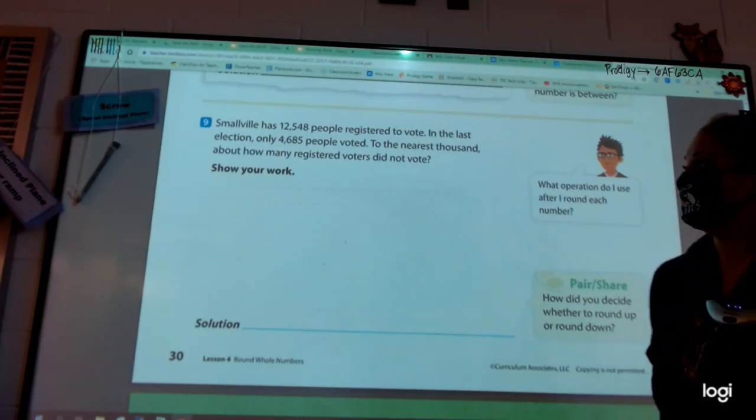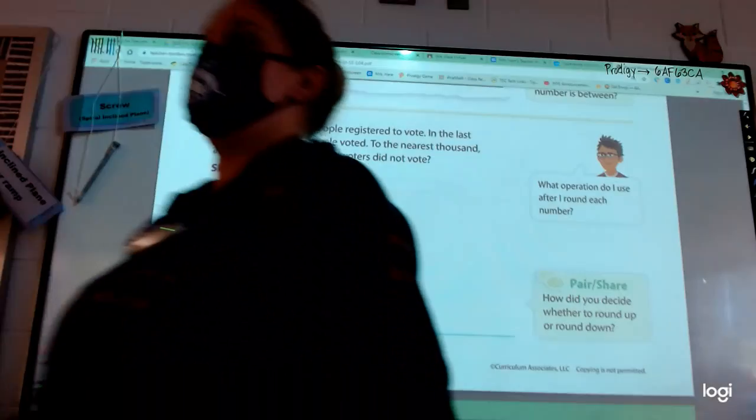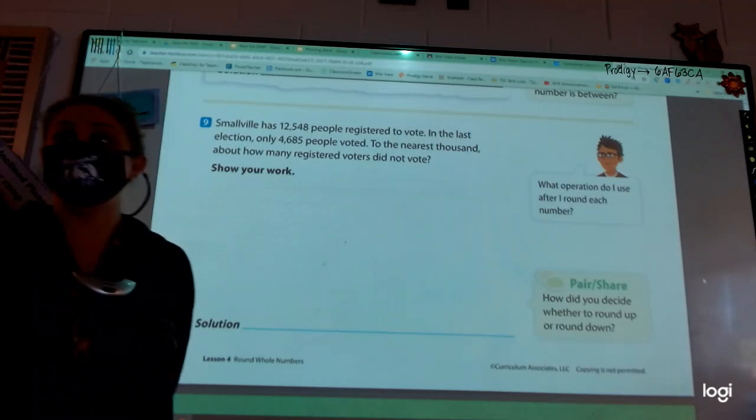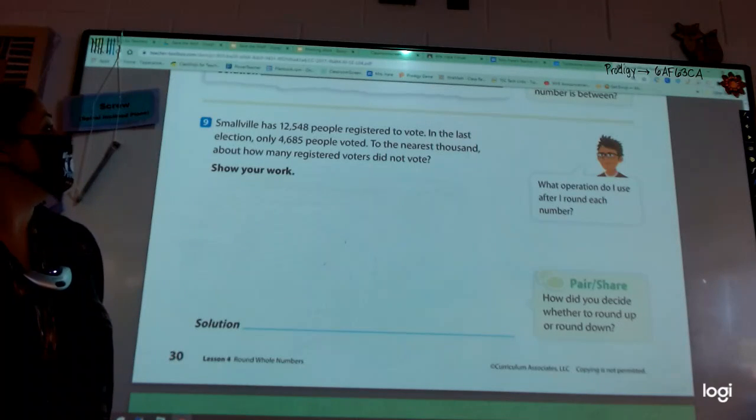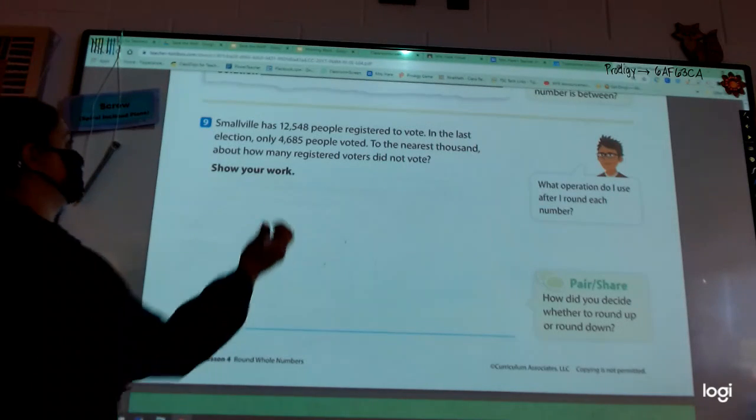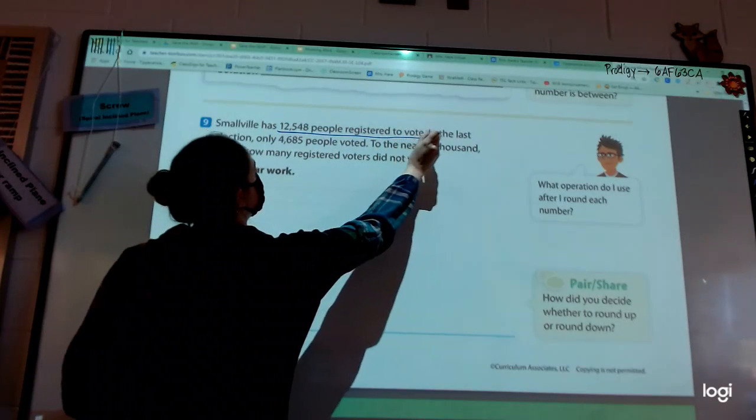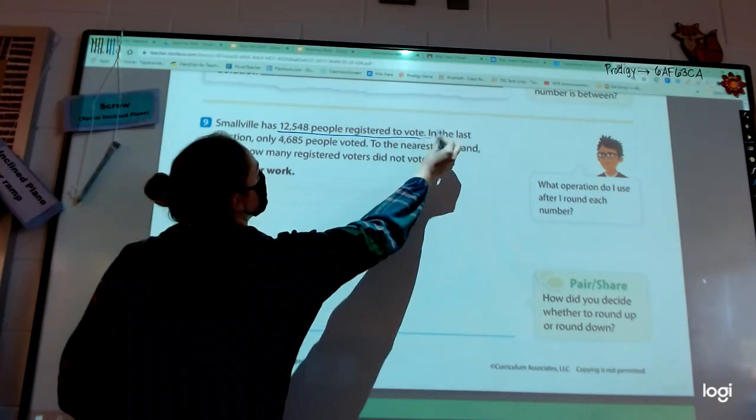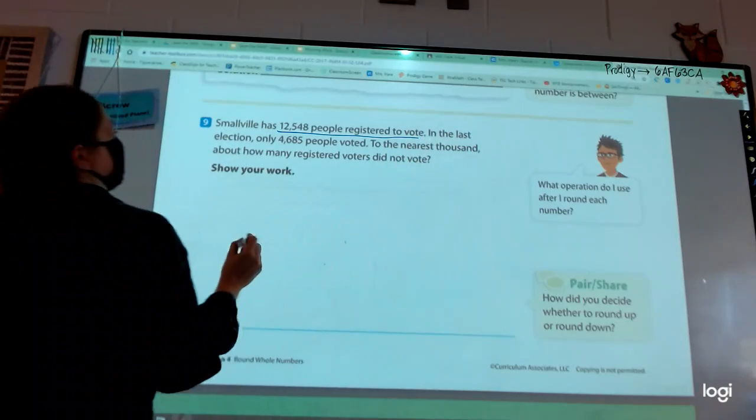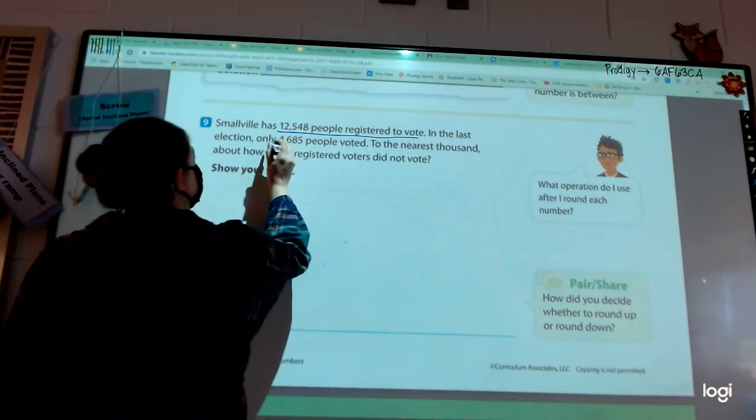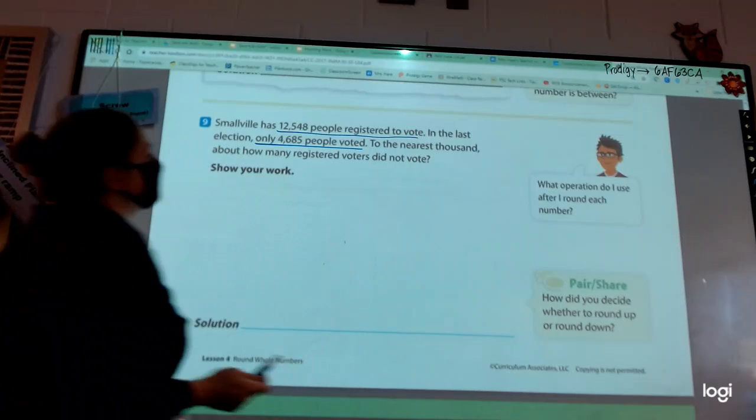All right, before we do any work, what do we need to show in our word problem? Angie? Underline? Yes, underline our important numbers. So I'm going to underline how many people registered to vote. Whoop, that went too long. And the last election, only this many people voted.